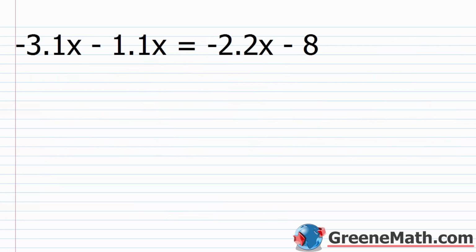All right, so let's take a look at an example here. So we have negative 3.1x minus 1.1x, and this is equal to negative 2.2x minus 8. So the general idea here is to look at your equation, look at all the decimal numbers that you have involved. So what is the largest number of decimal places that you have on any given decimal number? In this negative 3.1x, I have 1 decimal place. Again, that's places after the decimal point. Here I have 1 decimal place. Here I have 1 decimal place.